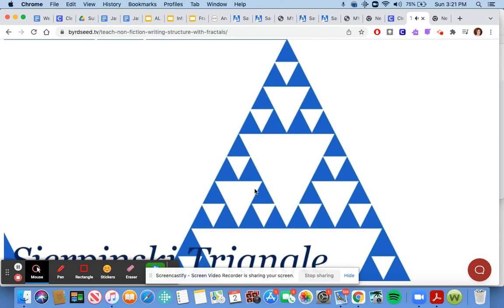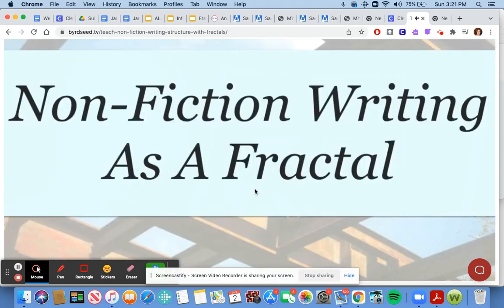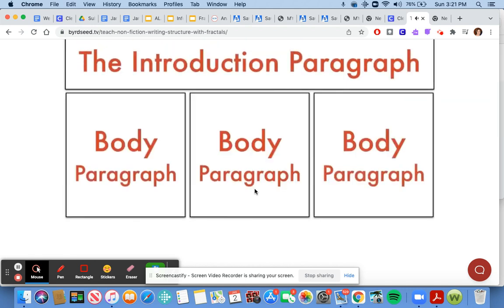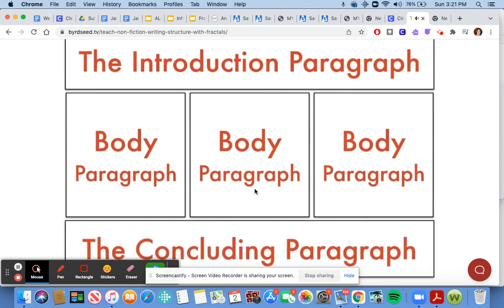The reason we're talking about fractals is because there's a similarity between fractals and the way that nonfiction writing is structured. When we look at the whole essay, we usually start with an introduction paragraph, and then there are 3 or more body paragraphs that provide more information about the topic, and then there's a concluding paragraph.